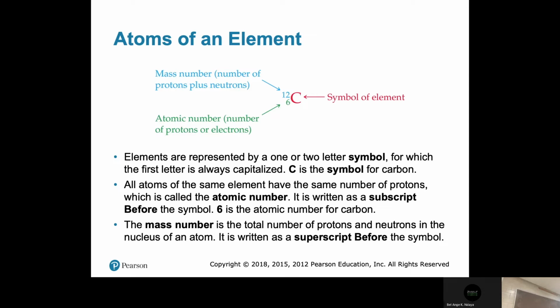6, because you subtract the atomic number from the mass number, right? So it doesn't matter what element it is. I give you any element, and you know its number of protons because it's the atomic number. You should be able to tell me the number of neutrons there are, and you should also be able to tell me the number of electrons there are.